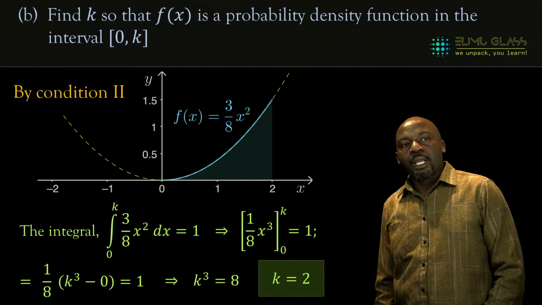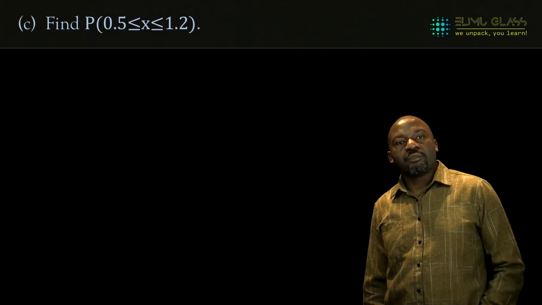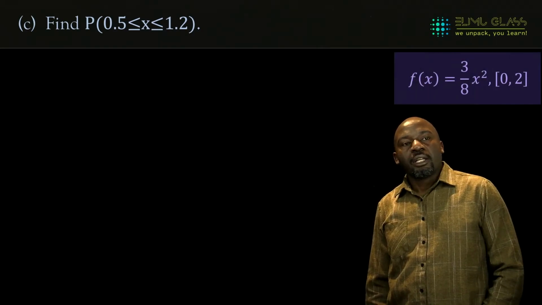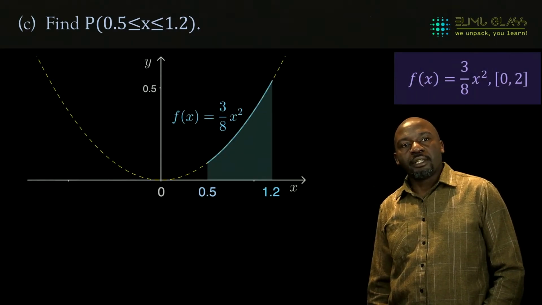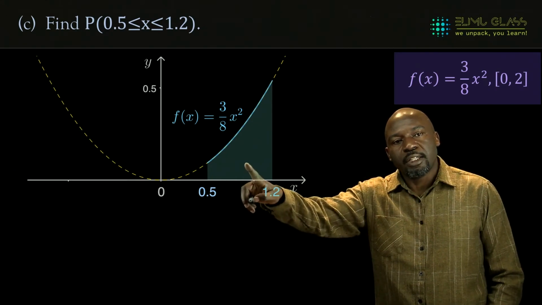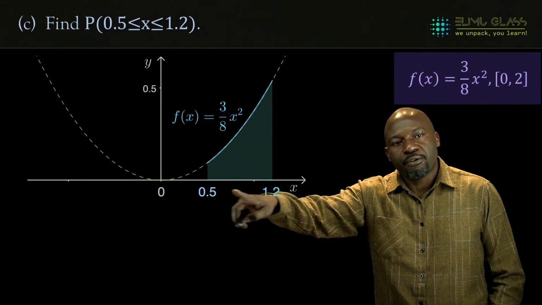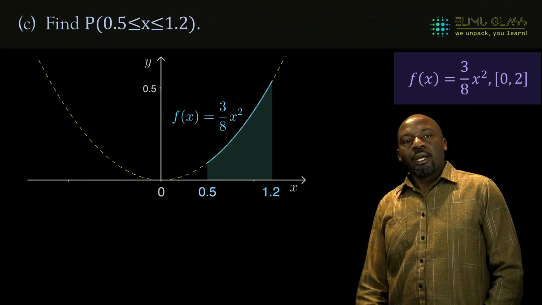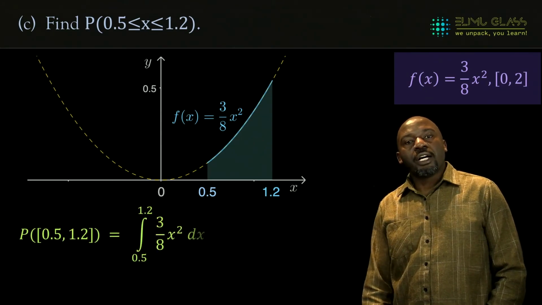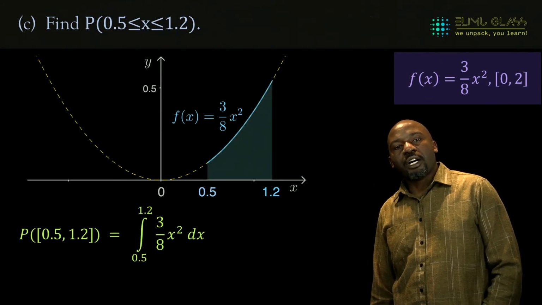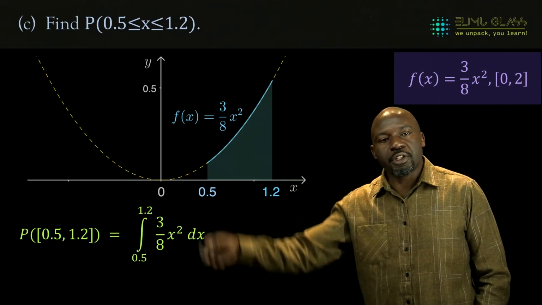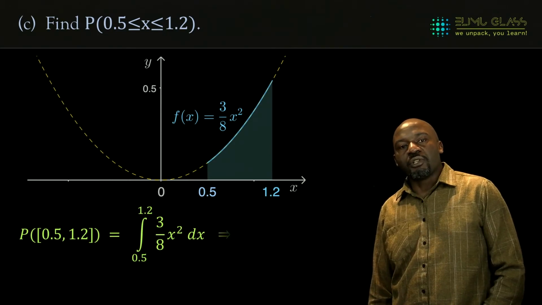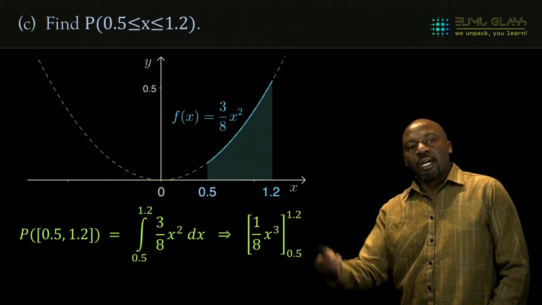Hope that is clear. Now find the probability that x lies between 0.5 and 1.2. We know that this is a probability density function, so we want to find the probability that x lies between 0.5 and 1.2. That is equivalent to saying, what's the area under this graph, the shaded area. So to do that, we're going to integrate from 0.5 to 1.2 our function 3/8 x squared. You can substitute this directly in a calculator, of course, or we can do this.